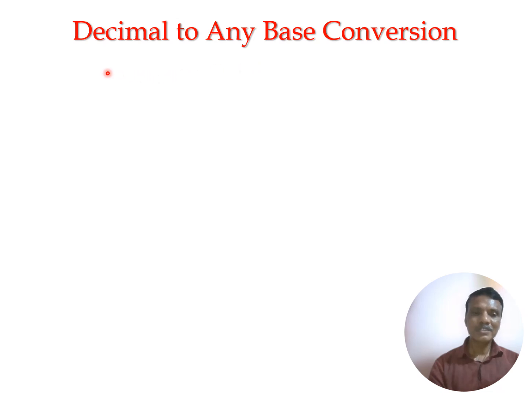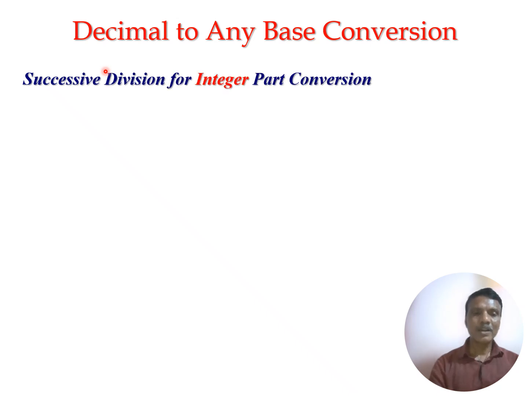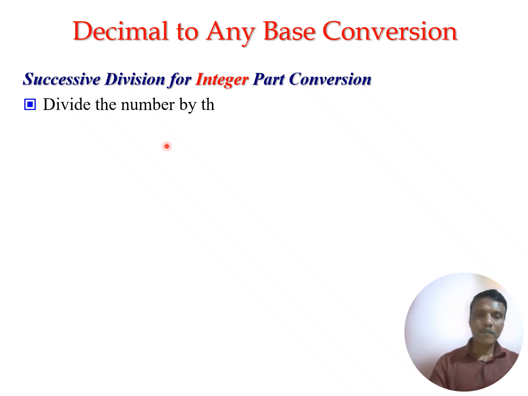So first we see the steps. What we have to do for the decimal to any base conversion. First step, the integer part. If the given number has an integer and a fractional part, first we have to do the integer part, that is successive division. Divide the number by the base.